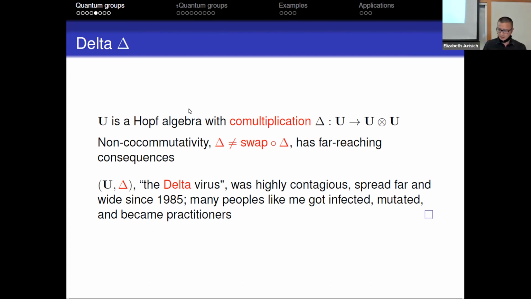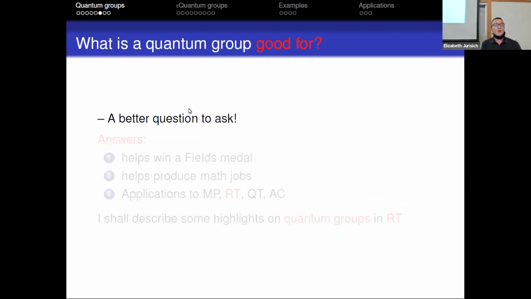Okay, so, well, I hope if some of you are not working on quantum group yet, sooner or later you might get infected. Well, a better question to ask is not what is quantum group, which we already finished back then, but what is it good for?